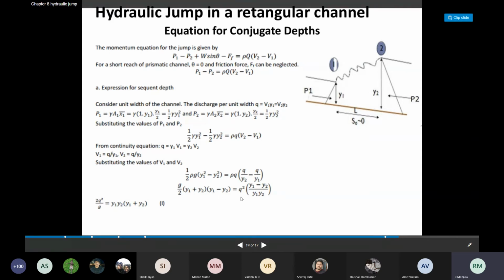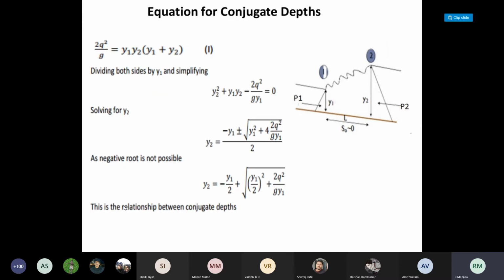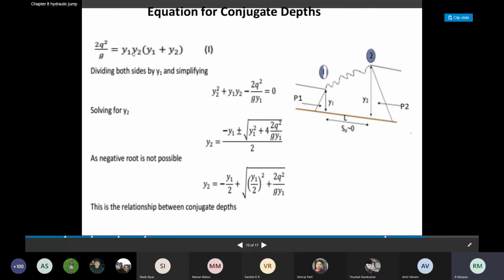This g I am bringing to the right hand side, and I am cancelling y1 minus y2 on both the sides. So whatever remains is only y1 plus y2 divided by y1 y2. So what I will have here is 2q square by g is equal to y1 y2 into y1 plus y2. If I divide both the sides by y1, then I will get y2 square plus y1 y2 minus 2q square by g into y1 is equal to 0. Now I am getting the equation in terms of y2.